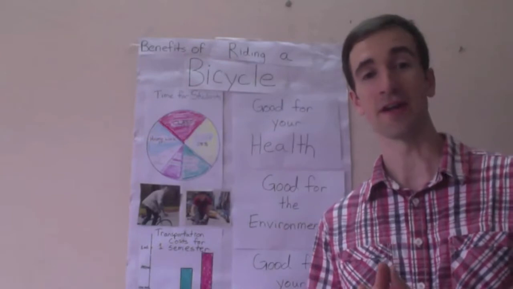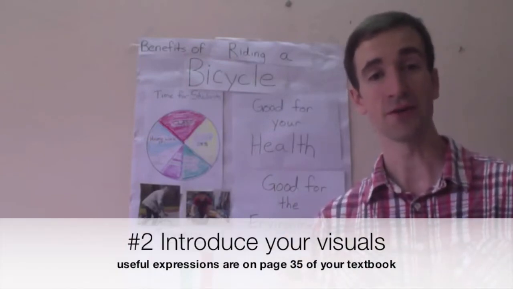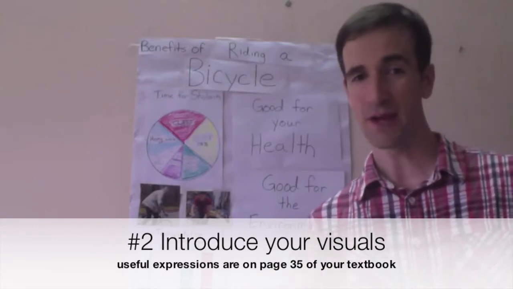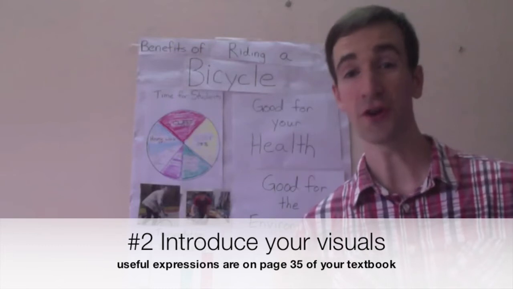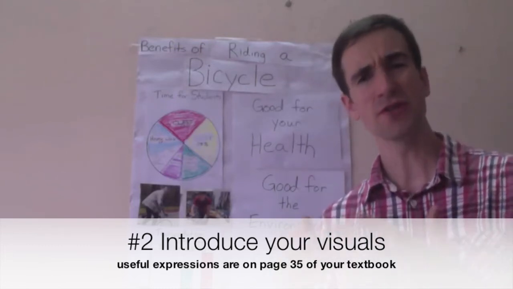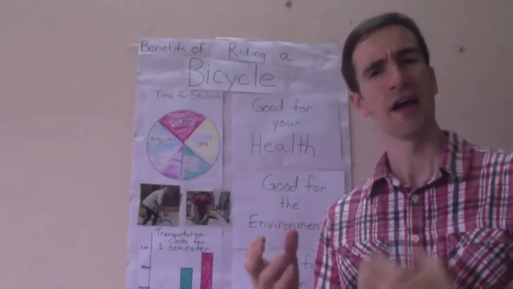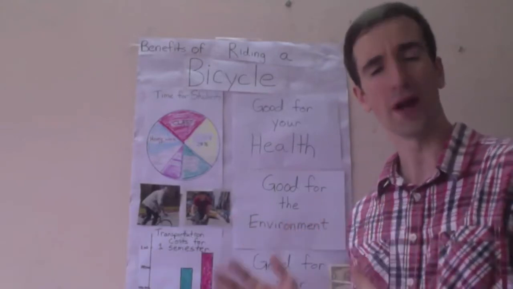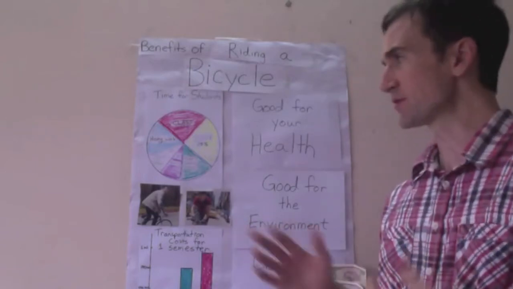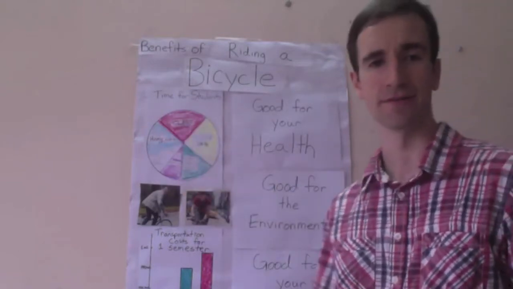Now the second point is you need to use good expressions to introduce your visuals. You can find more information about this on page 35 of your textbook. And what I mean by introducing a visual is using a good expression that will help the audience to know what exactly they're looking at. So for example, here on my poster, I have this pie chart, okay?